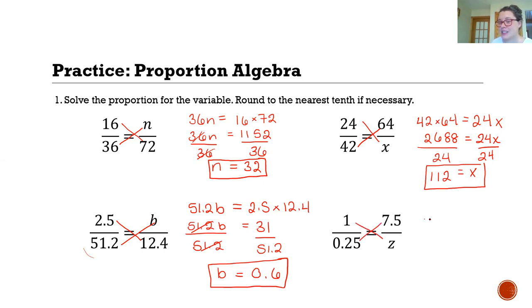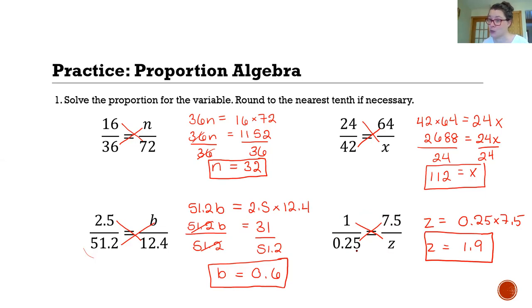1 times z gives us just z, equals 0.25 times 7.5. z is equal to 1.9. So pretty straightforward, cross multiplication. These ones are always the easiest when you have a 1 involved opposite the z, because it's a little less rearranging for us. So you've got a number of those for practice questions in your book. I recommend go through as many as it takes in order to kind of memorize that process.